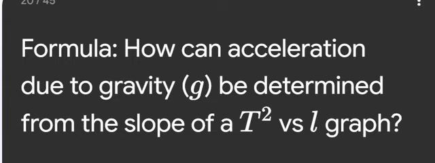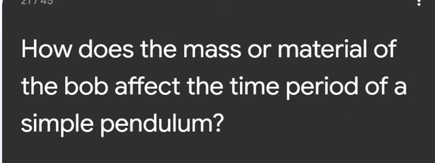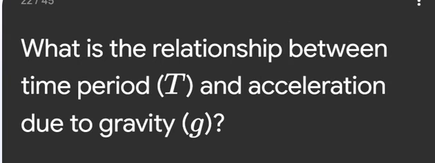Now you have to state the formula. How can acceleration due to gravity be determined from the slope of a T square versus L graph? So here you have to write the formula for finding out the value of g while we are using the T square versus L graph. How does the mass or material of the bob affect the time period of a simple pendulum?